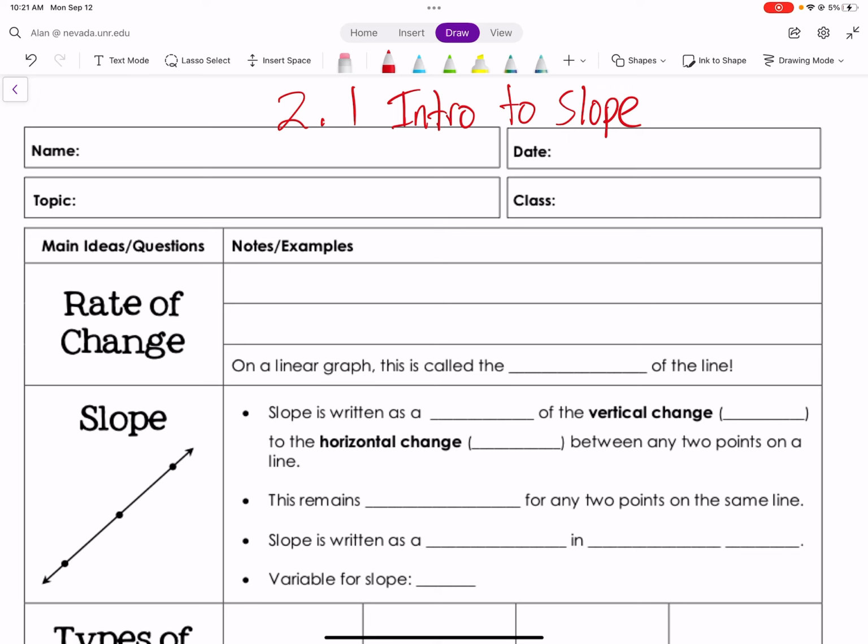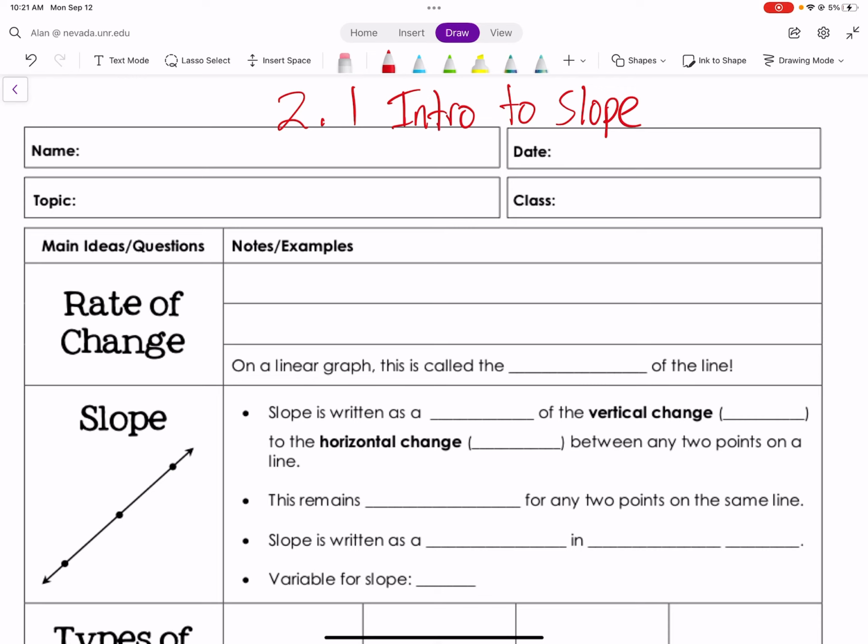Now some of this might be review for a lot of you, but it's super important that we get the basics down of slope so we can apply it to more complex things later in chapter 2. So please follow along with me. Make sure you write everything that I write down in your note packet with me today.